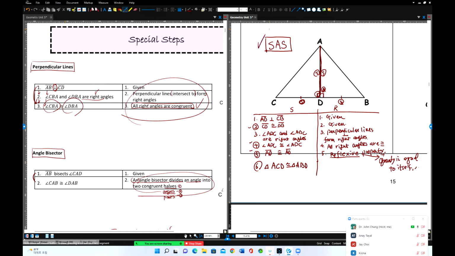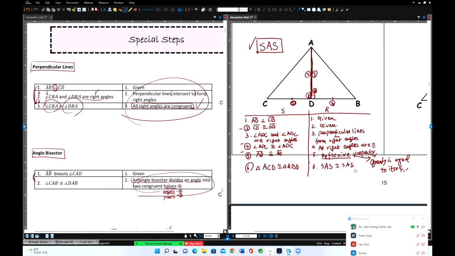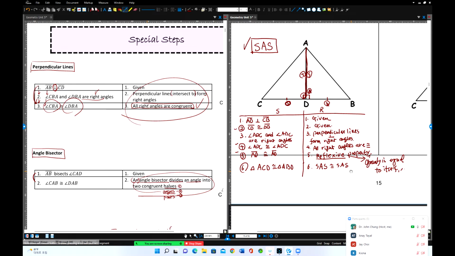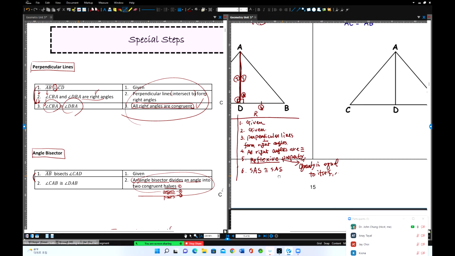The reason we have to write down is side, angle, side, congruent. That's fine. Or many teachers like this one: side, angle, side, congruent, side, angle, side, in the other triangle. All corresponding sides and angles are congruent. That's all. Do you guys have any questions over here? Just follow the steps. Don't make your own steps, because there's a rule, right? So we have to follow the rule.